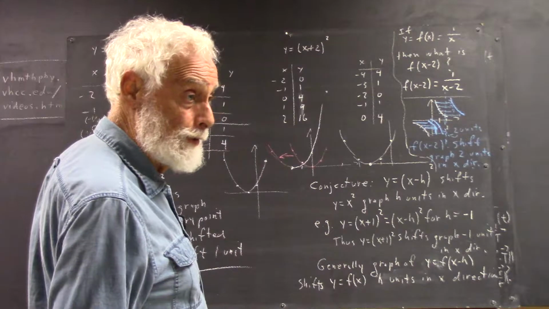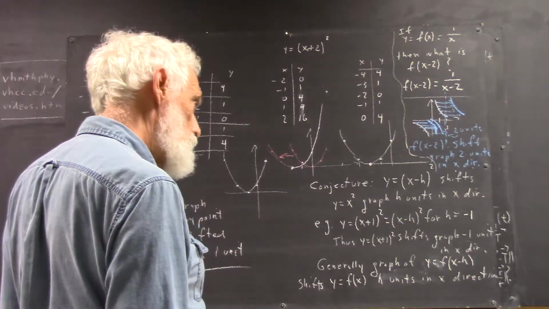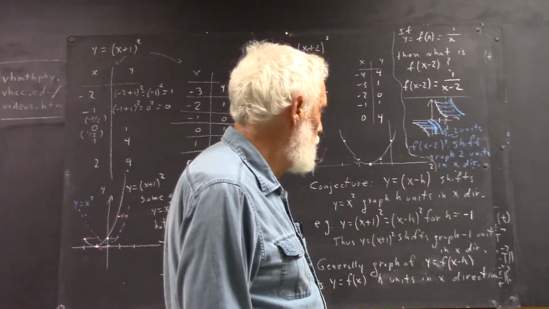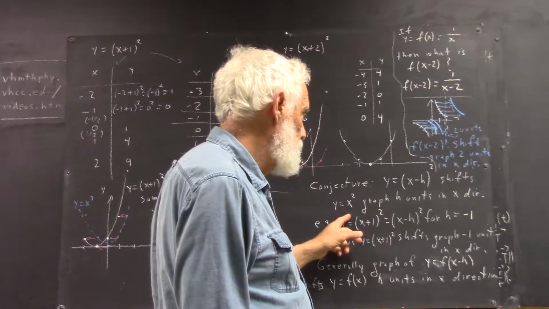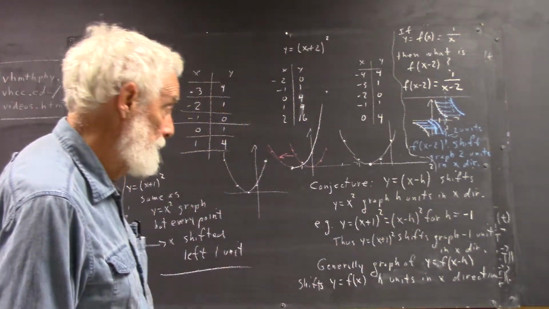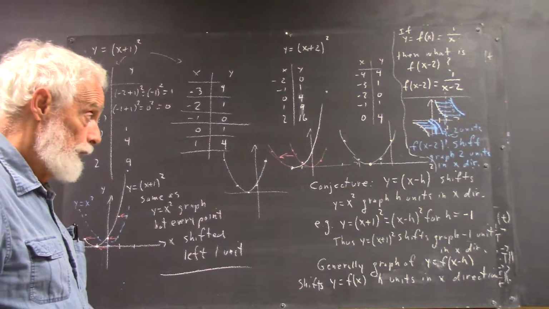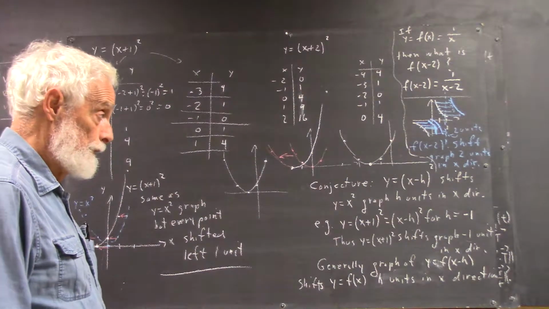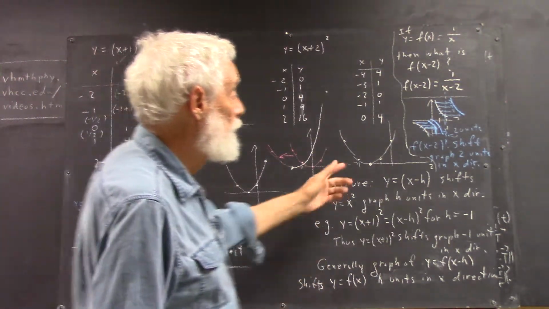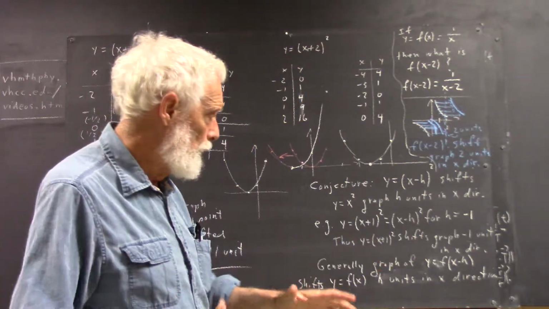So we make a conjecture, and the conjecture happens to be true. We're going to conjecture that y equals x minus h squared shifts the y equals x squared graph h units in the x direction. Now let's just test that conjecture. You might not have made a conjecture at all, but if you were making a conjecture, you might not have written it out quite like this because you wouldn't quite yet see where all this is heading.